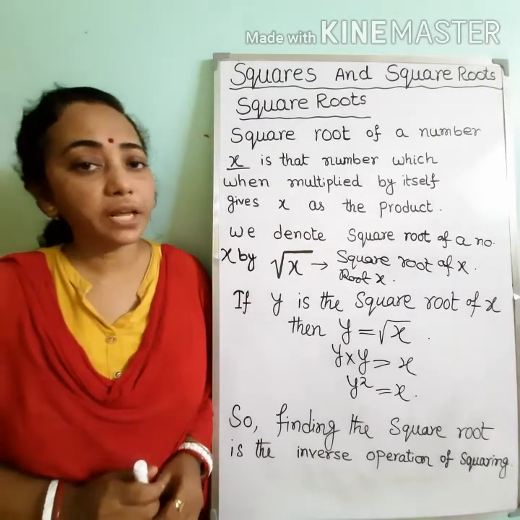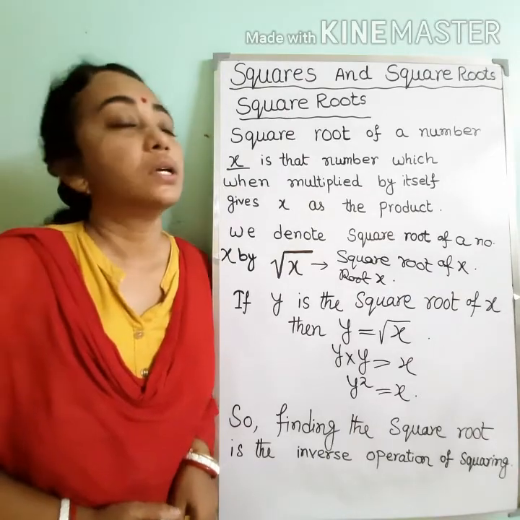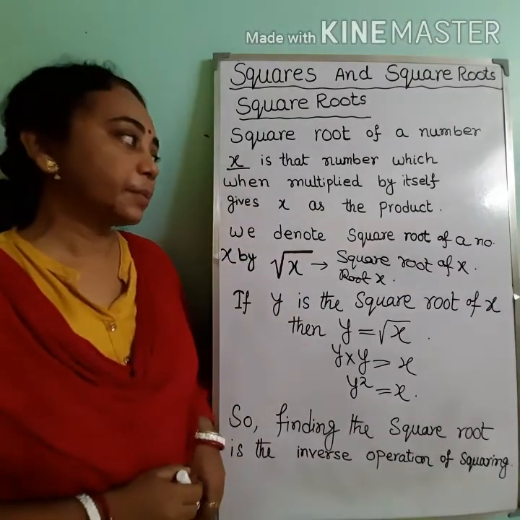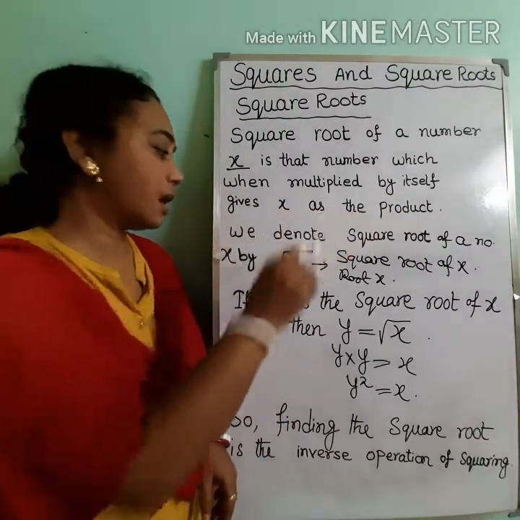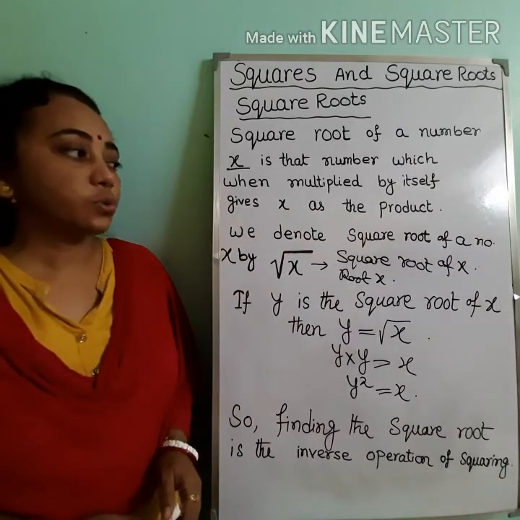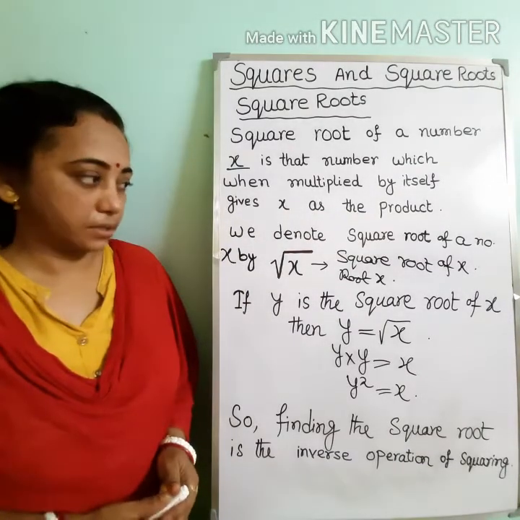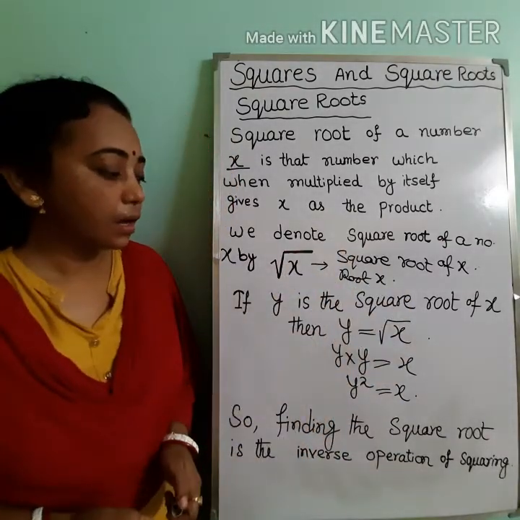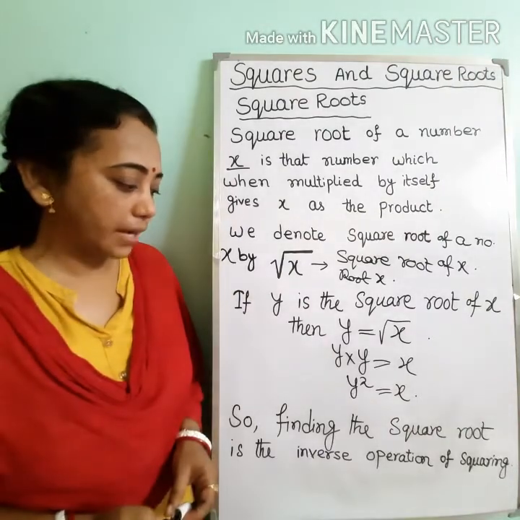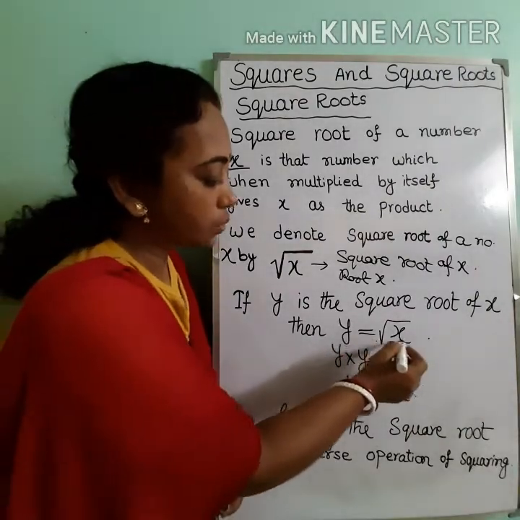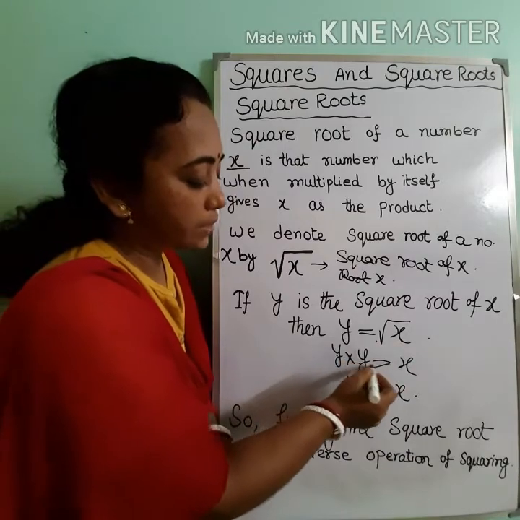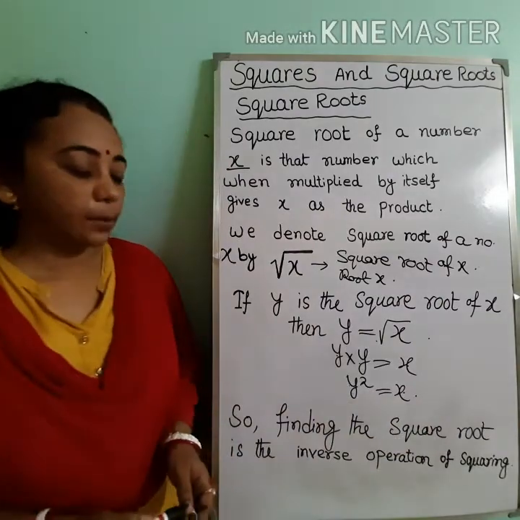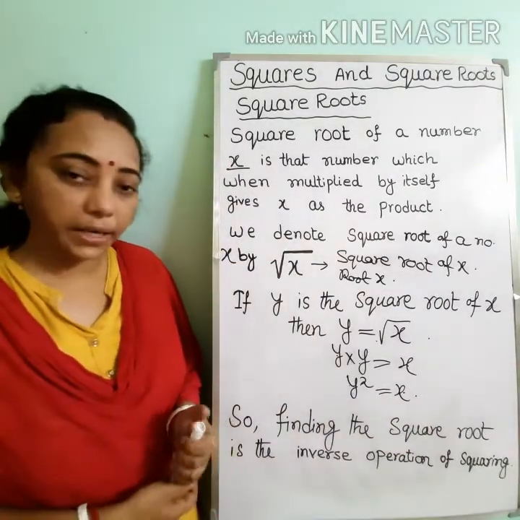Now let's see the definition of a square root of a number. Square root of a number x is that number which when multiplied by itself gives x as the product. We denote the square root of a number x by under root x, which is read as square root of x or root x. If y is the square root of x, then y is equal to under root x, y multiplied by y is equal to x, or we can say y square is equal to x. That means square root of x is equal to y.